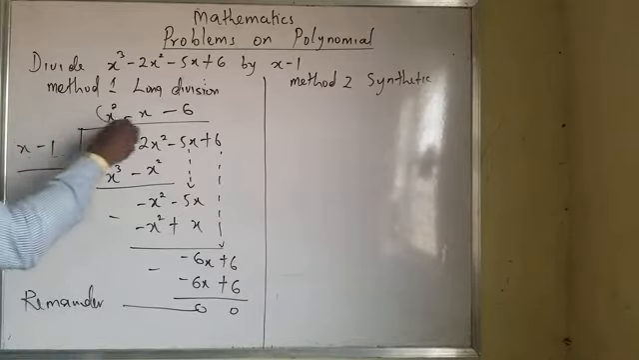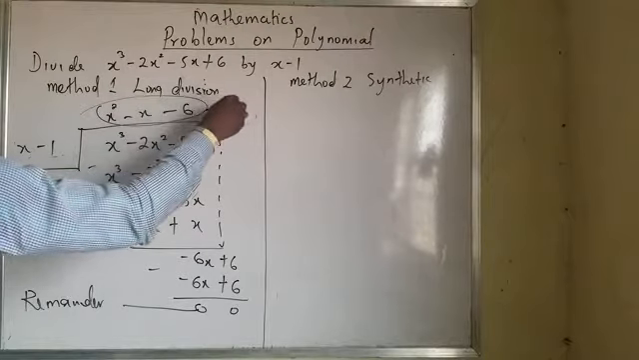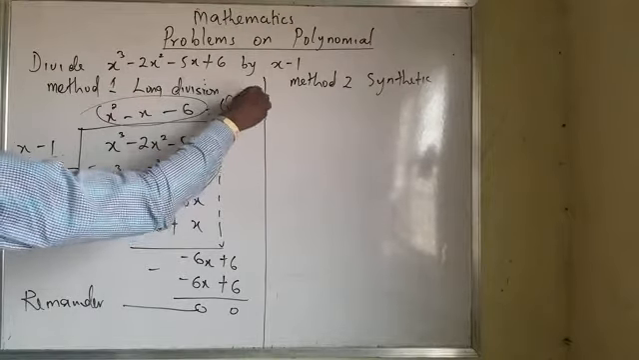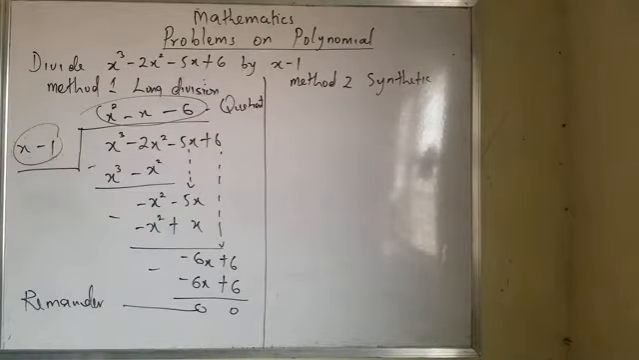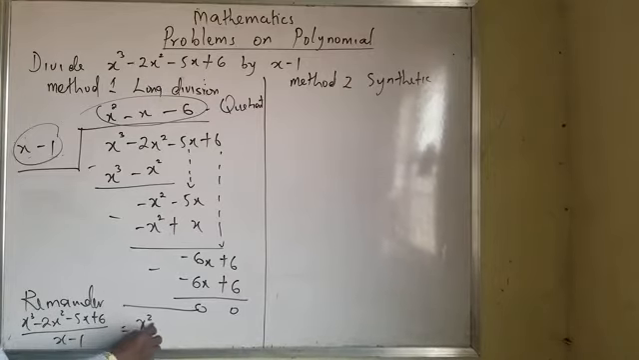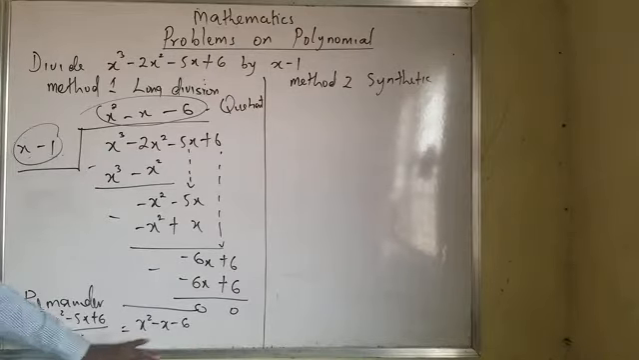Now, here is called quotient. And this is my divisor, and that's my dividend. Now, that is your answer. It means, what is your answer? If you divide x cubed minus 2x squared minus 5x plus 6 by x minus 1, it will be equal to x squared minus x minus 6. That is what you are going to have.